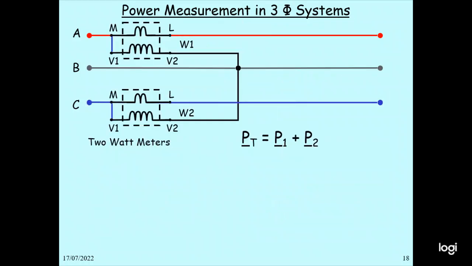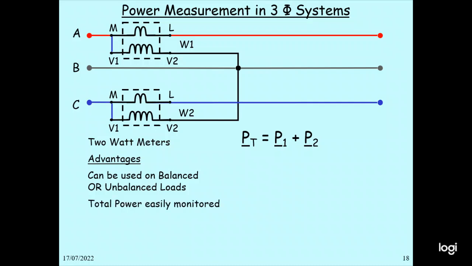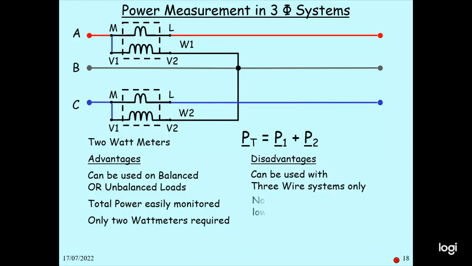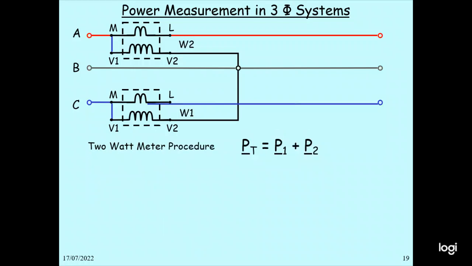And there is the two meter method. We connect the two meters like this, and the total P will be P1 plus P2. The advantage is it can be used on balanced or unbalanced load and the power is easily monitored. Only two meters are required. The disadvantage is it can be used with a three wire system only, and it is not accurate for loads with a low power factor. So this is the two meter procedure.